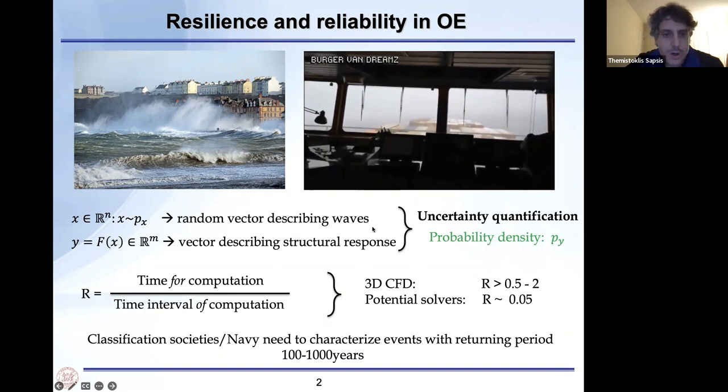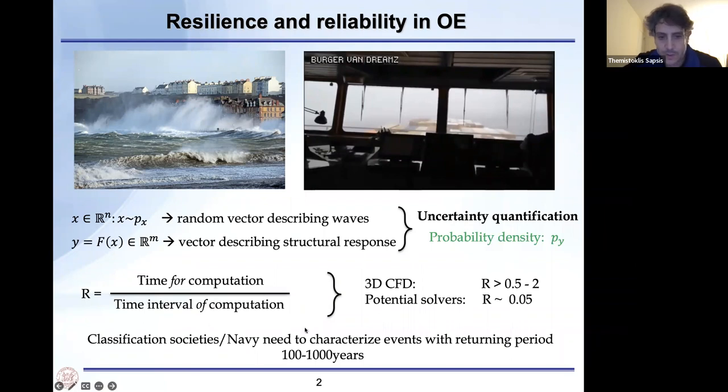And assuming we know what is the wave field, then we have an experiment or some sort of simulator, and we are able to compute the vector describing either the structural response or the ship motion, or anyway, the quantity of interest. So this is an expensive calculation, right? And I have this ratio here for those who are not familiar with these problems, to get a sense of what I mean by expensive. So this is the time for computation divided by the time interval of the computation, right? So this is clock time, if you want, that it takes for the processor to complete the calculation.